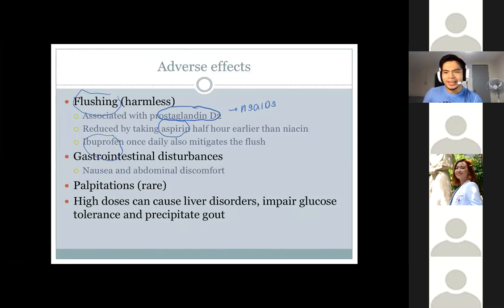Why? Usually pag naririnig nyo ang pamumula, you always think that it's allergy, right? Kaya pag na-encounter nyo ang question na to, may mga pagkakataon na ang nasasagot nyo ay gumamit ng antihistamine kasi nga namumula baka allergy. No, it's prostaglandin mediated, kaya we need NSAIDs. Do you understand? Okay, kasi COX inhibitor ang NSAIDs. And then there could also be gastrointestinal disturbances, rare na palpitations, and also high doses could cause hepatotoxicity. Kaya kapag merong continuous or chronic use of niacin, liver function test has to be conducted as well.